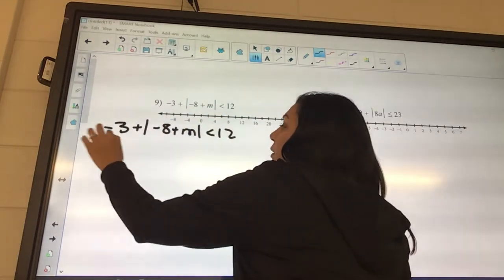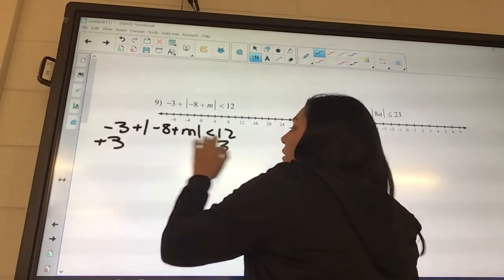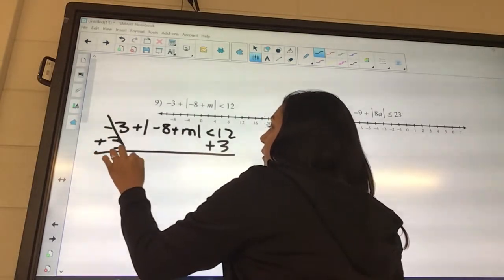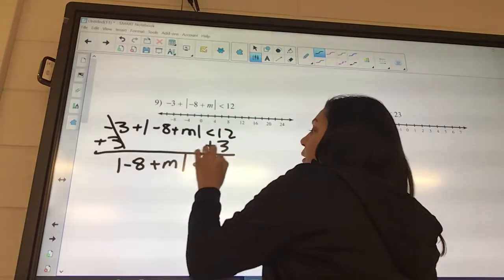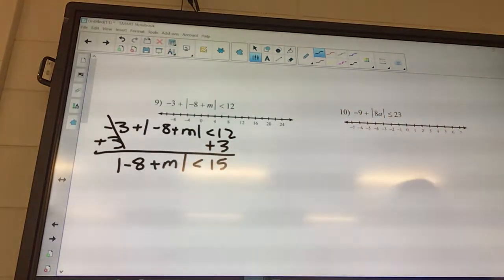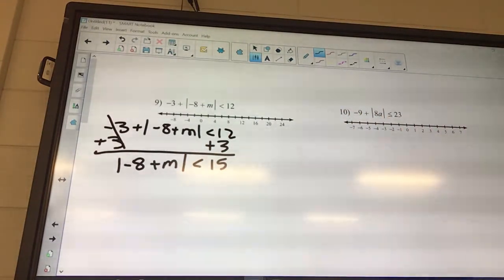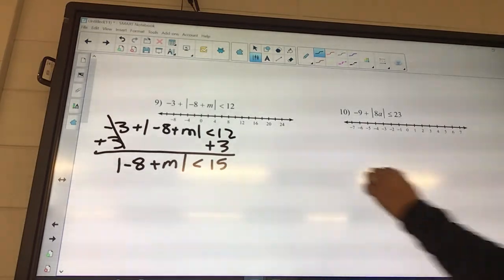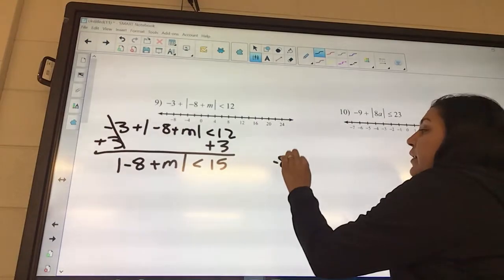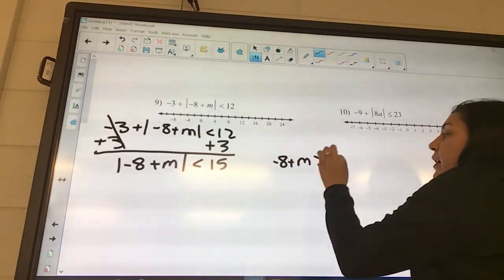I got to say plus 3. Okay, we do not write it twice until the absolute value is by itself. Okay, now, is the absolute value bars by itself? Yes, now we can write it 2 times. So we can write it the second time, negative 8 plus m, and we flip it and make it a negative.